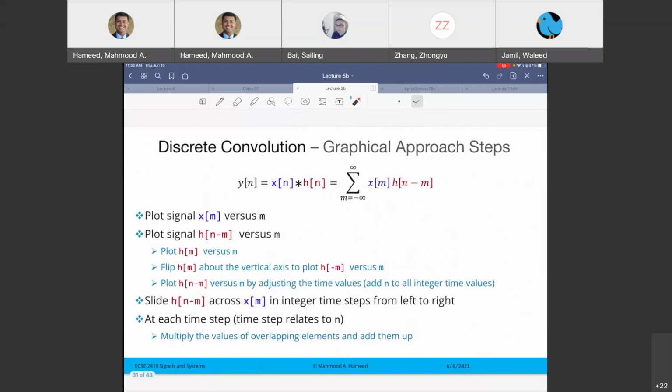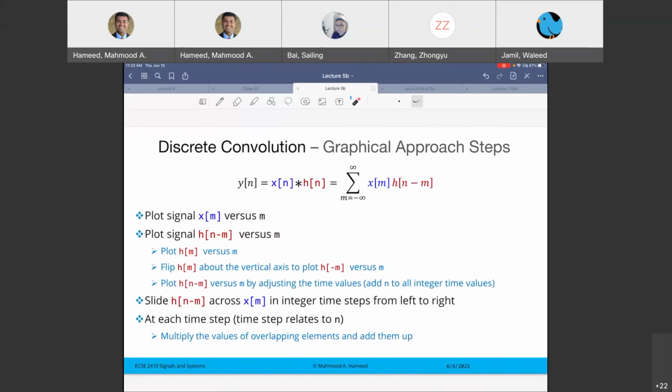We are summarizing the steps that we looked at in terms of graphical convolution. The first step was to plot the signal x of m with respect to m. The second was to plot h of n minus m, also sketched with respect to m. Why are signals being sketched with respect to m? Because our summation is running with respect to m. When you're doing that multiplication and addition, it is with respect to m. So that's why you have versus m here, versus m here.